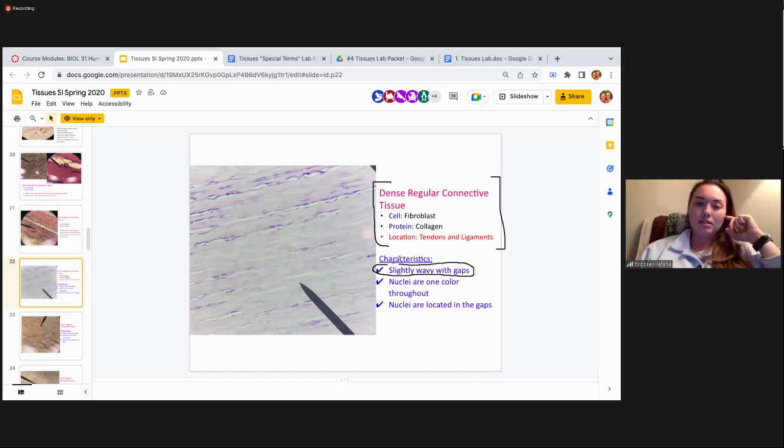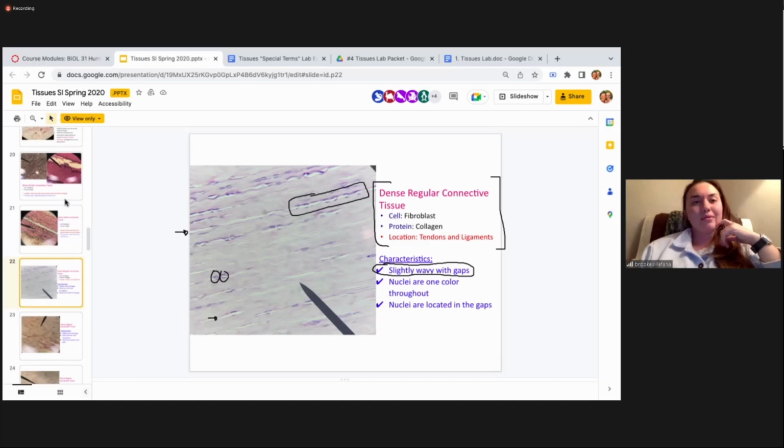These gaps are important and they're something you want to look at. So we see these gaps for dense regular. We see that the nuclei are one color throughout. If I kind of draw a circle, do you guys see how there's not necessarily a darker portion? They're kind of just monochrome, one color throughout. And then you also see that the nuclei are located inside of the gaps.